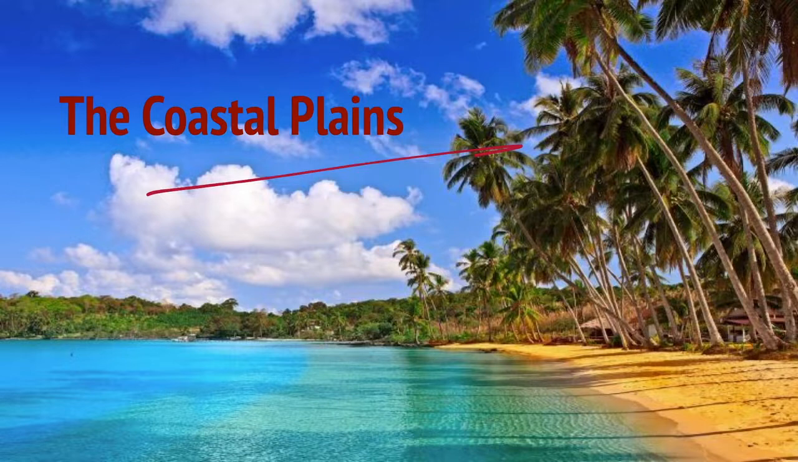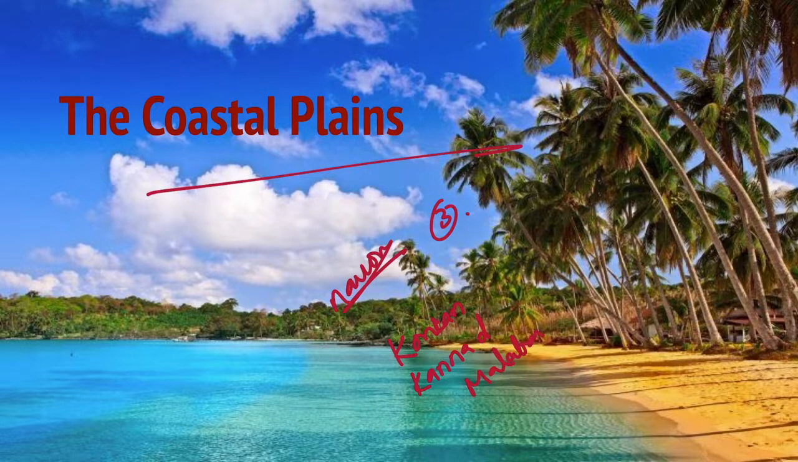The western coast, which is sandwiched between the Western Ghats and the Arabian Sea, is a narrow plain and it consists of three sections. The northern part of the coast is called Konkan, that is from Mumbai to Goa. The central stretch is called Kanara Plain, while the southern stretch is referred to as Malabar Coast.